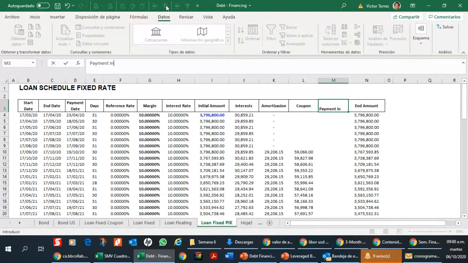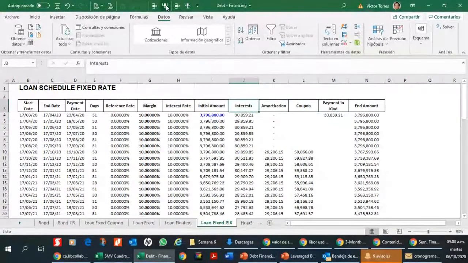So I'm going to put here payment in kind, and I'm going to save this, by the way, into Blackboard Learn at the end, just in case you're not following. And I'm going to keep here the interest, but this is going to be important for accounting.